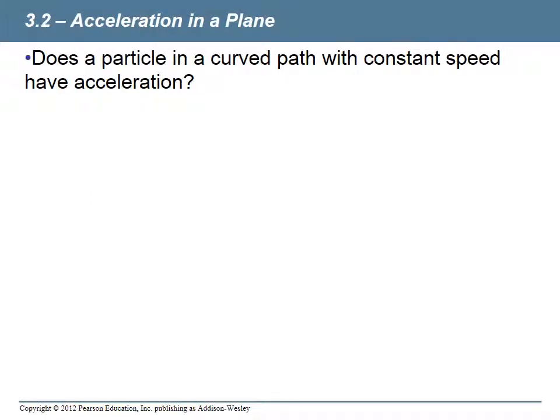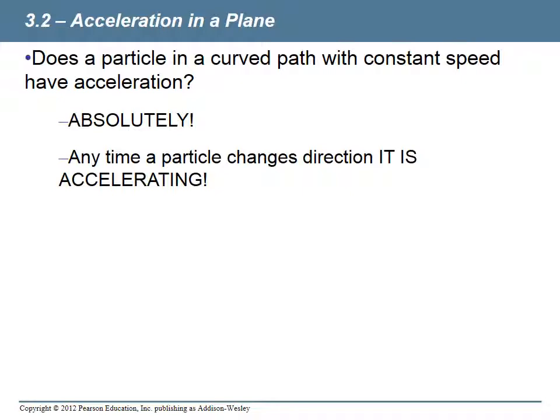So, a quick little recap quiz. Does a particle in a curved path with constant speed have acceleration? So it's moving at a constant speed. Is it accelerating? It has to be, because it's in a curved path. It's following along some curve. So it has to be accelerating because it is changing direction. So anytime a particle changes direction, it is accelerating.